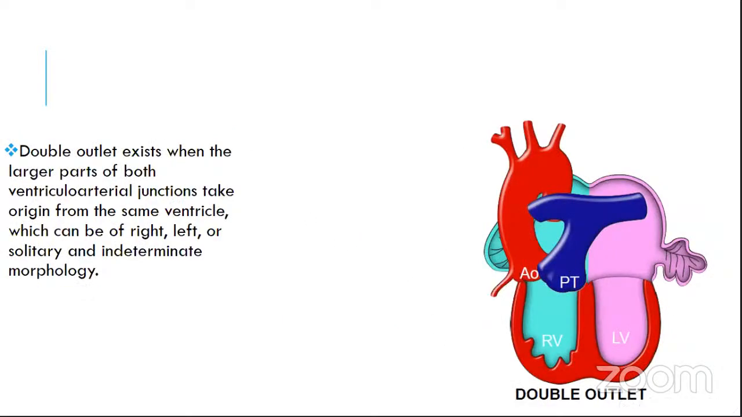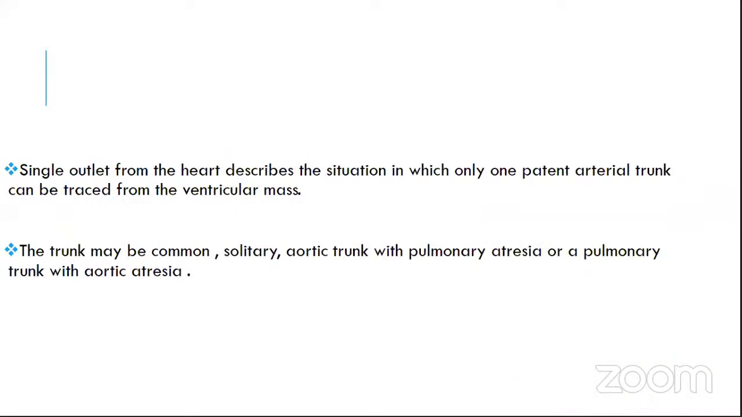Double outlet exists when the larger part of both ventriculo-arterial junctions takes origin from the same ventricle, which can be right, left, or solitary and indeterminate morphology. As you can see here, in double outlet, both the aortic artery and pulmonary trunk take origin from the RV. Single outlet from the heart describes the situation in which only one patent arterial trunk can be traced from the ventricular mass. The trunk may be a common solitary aortic trunk with pulmonary atresia or a pulmonary trunk with aortic atresia.